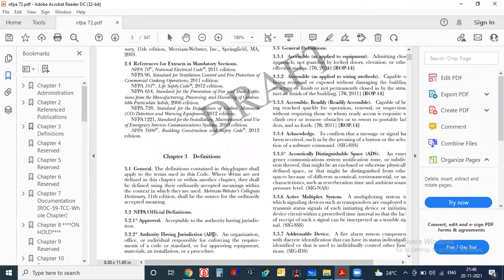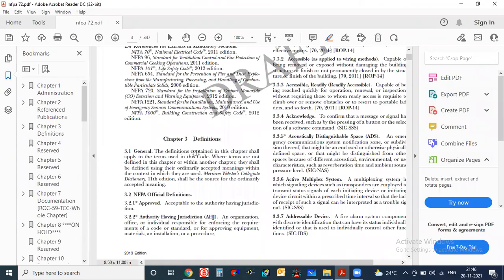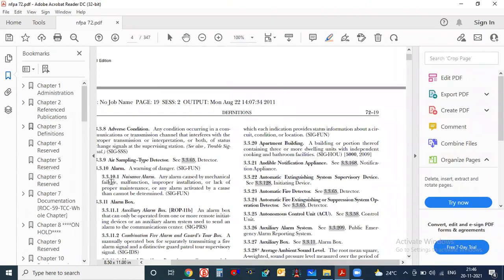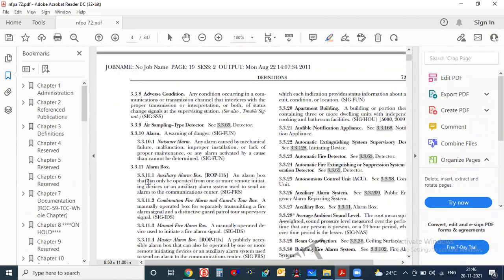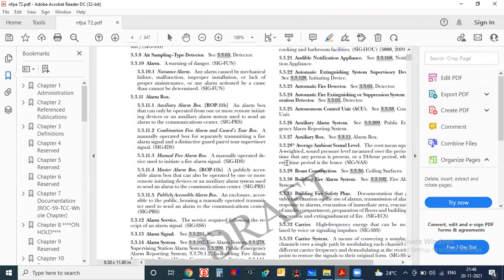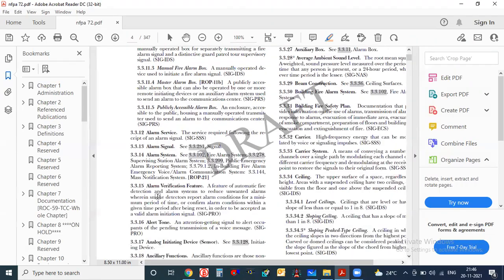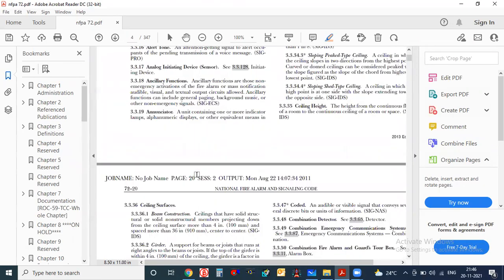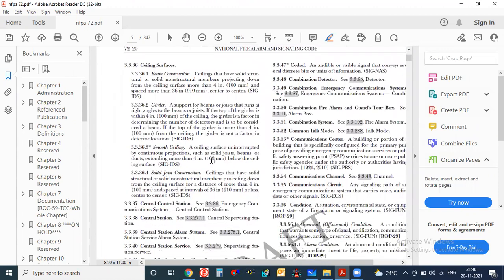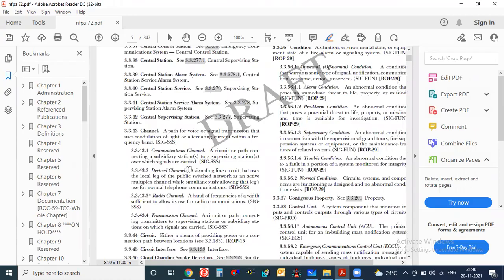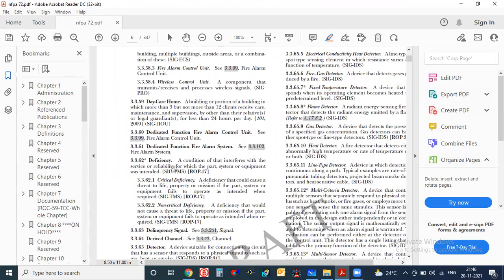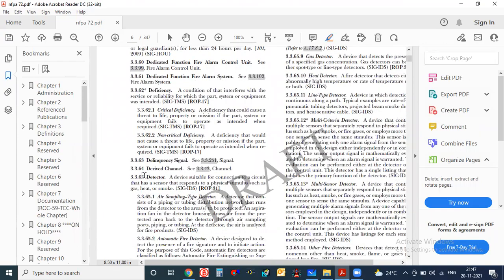See here, some definitions are given. These definitions are basically related to the fire alarm system only. Some important definitions here: alarm box, air sampling type detector. Almost all the definitions are given here, and so many different things. Even I think they have given definitions for the detectors also. Somewhere if you go a little bit down, you will see some definitions about the detectors.